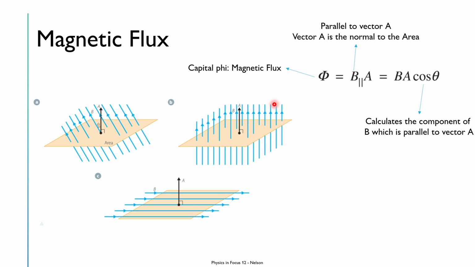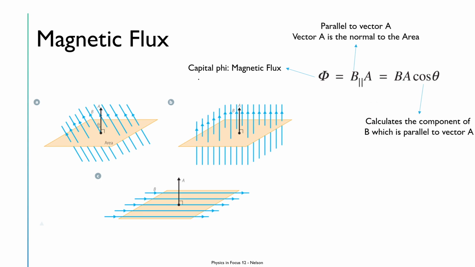And by multiplying the magnetic field strength by the area that we're looking at, this would allow us to calculate magnetic flux. However, in scenarios that we are going to encounter, you won't always have the magnetic field moving perpendicularly to the plane of the area that we're focused on. Therefore, we get cos theta starting to get involved. And cos theta will account for the angle between the magnetic field and the normal to the plane area. In other words, cos theta will calculate the component of the magnetic field which is parallel to vector A.